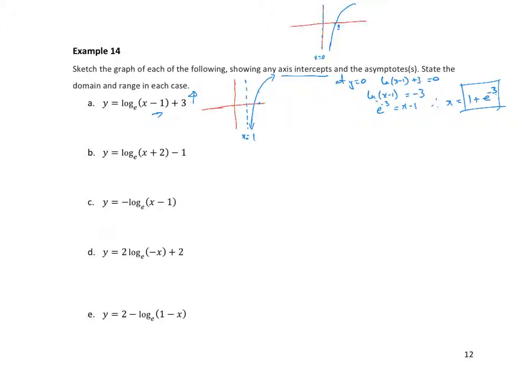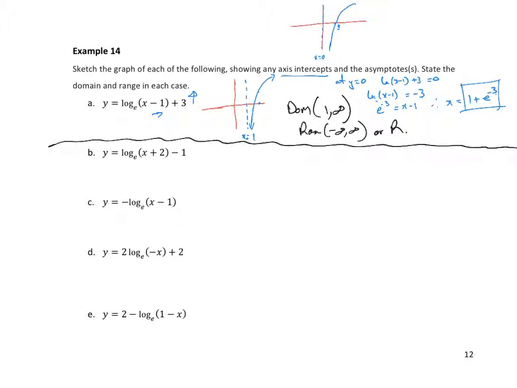Let's state the domain and range. The domain of this graph is clearly from 1 to infinity, not including. And the range doesn't change, it's still R. So we'll just put negative infinity to infinity, or R. Might run out of room here, but we'll see how we go.